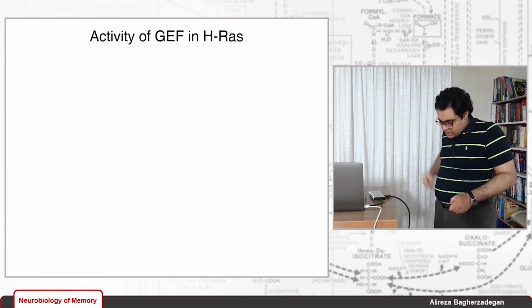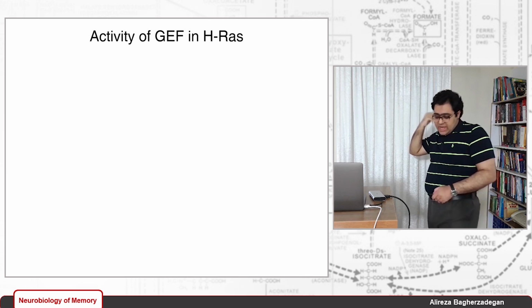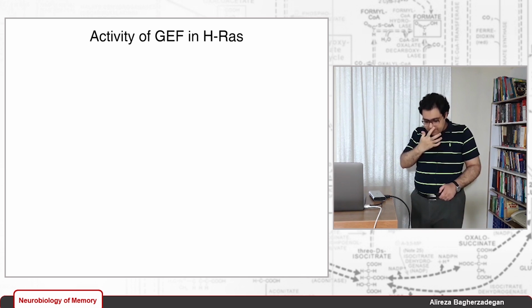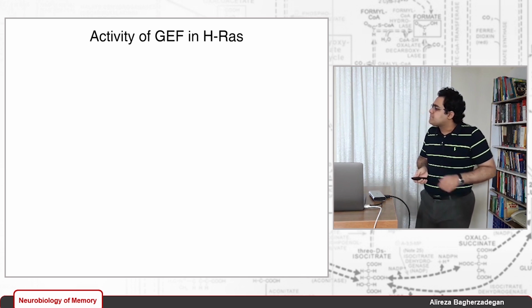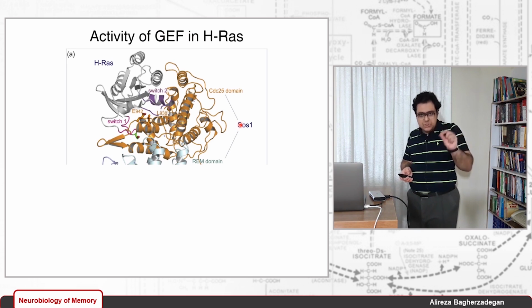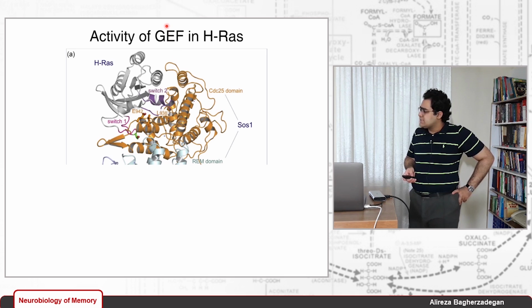Okay. Let's talk about the activity of guanine exchange factor in H-Ras. H-Ras is human rat sarcoma. It's a subfamily of monomeric G proteins, and it has a specific GEF called SOS. SOS is an abbreviation for son of sevenless. Sevenless is a group of genes. I'm not going to explain the terminology here. Just know that SOS is an H-Ras specific guanine exchange factor.